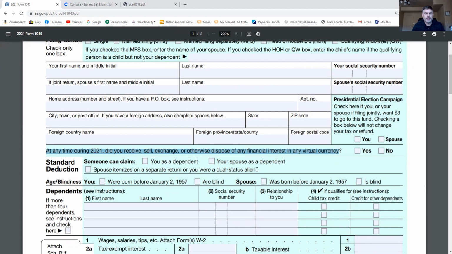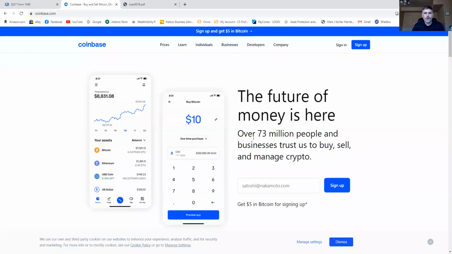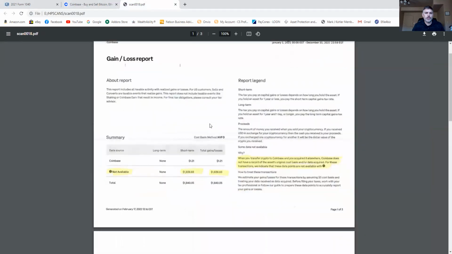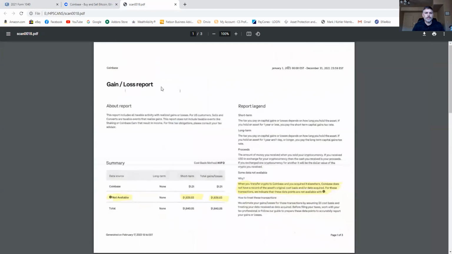What I wanted to do next is show you one of the biggest problems that I'm seeing as tax returns are coming in with people that have bought cryptocurrency. I use Coinbase, so you're going to log into your Coinbase account and look for your tax statements. Right now, they're doing a gain and loss report inside of your Coinbase account. So you can see my Coinbase right here.